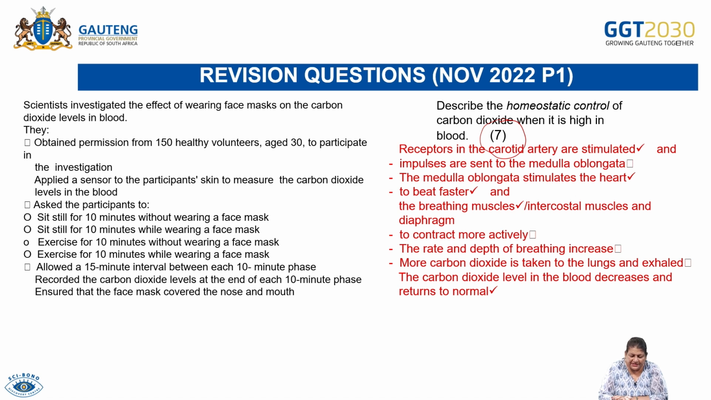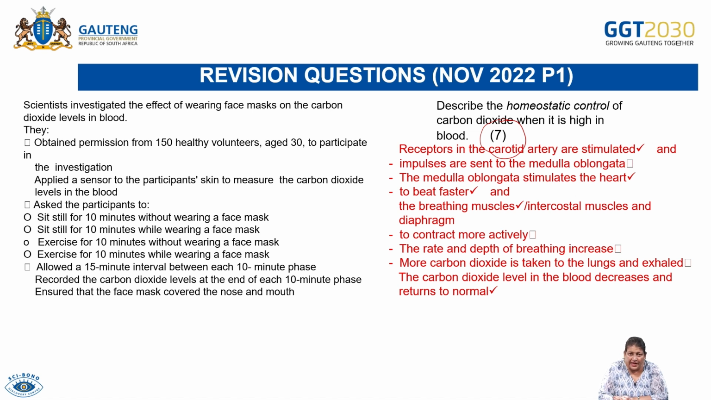Right. So how do you keep the carbon dioxide low in the blood? The receptors in the carotid artery are stimulated. You must use that word stimulated. And to get the full marks, you have to say the whole sentence properly. You have to say receptors in the carotid artery are stimulated. You cannot say that the carotid artery is stimulated. It's going to be wrong. It is the receptors in the carotid artery that are stimulated, and impulses are sent to the medulla oblongata.